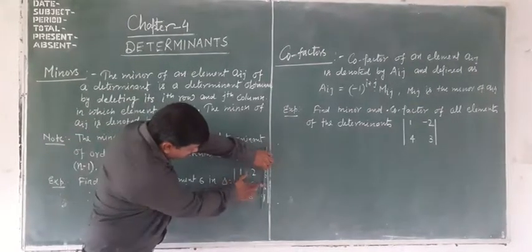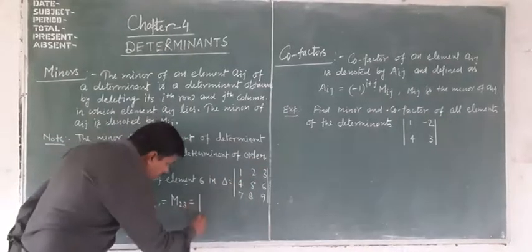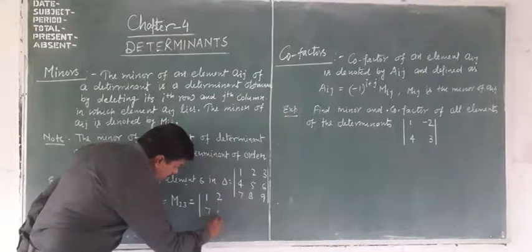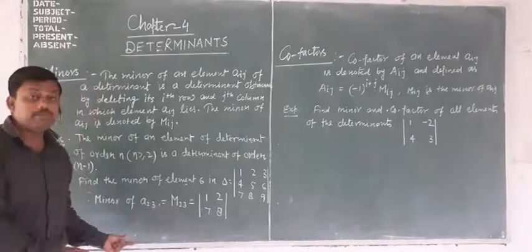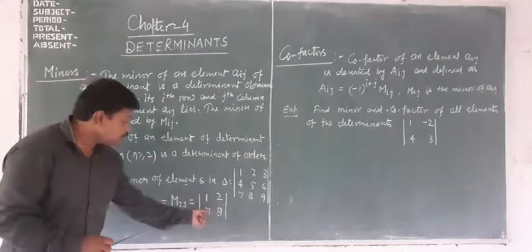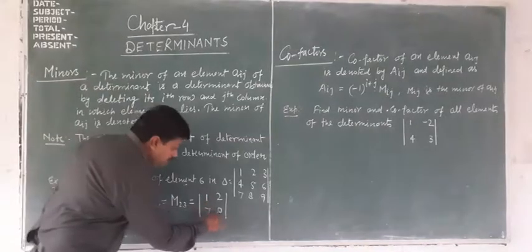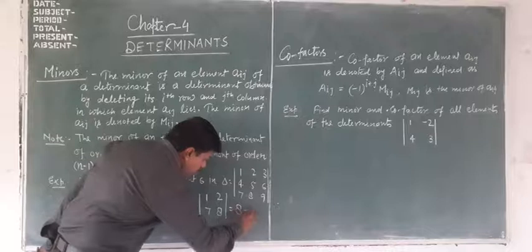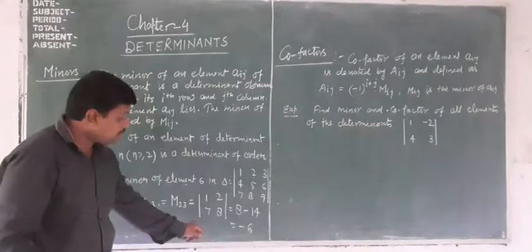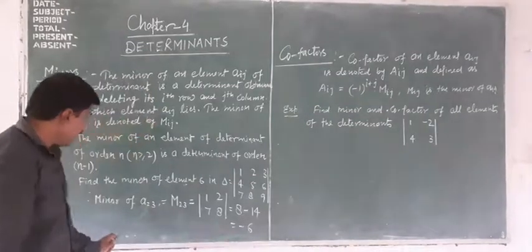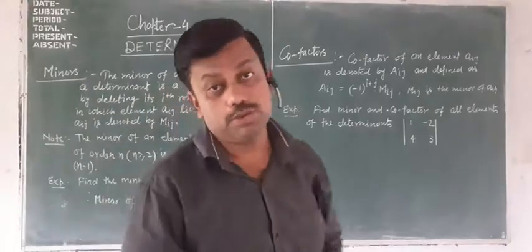When you delete the second row and third column, what remains is 1 2 7 8. This is also a determinant. The minor of every element is also a determinant. The value of this determinant is 8 minus 14, which is equal to minus 6. This is the minor of the element 6. Minus 6 is the minor of A23.